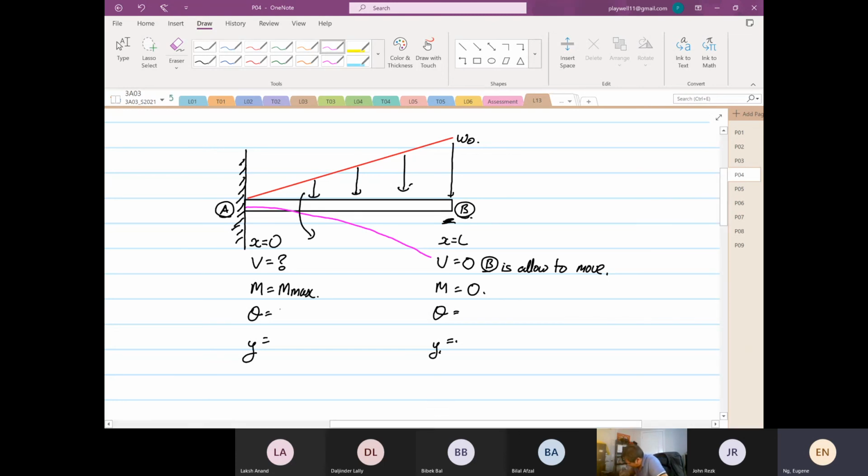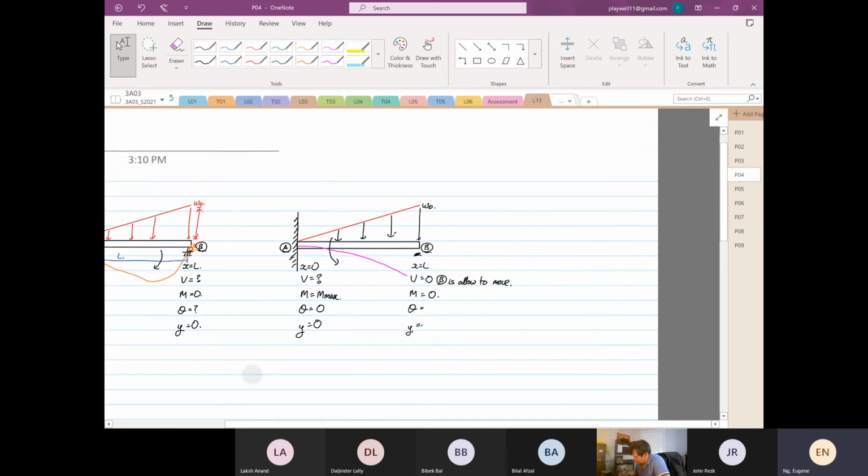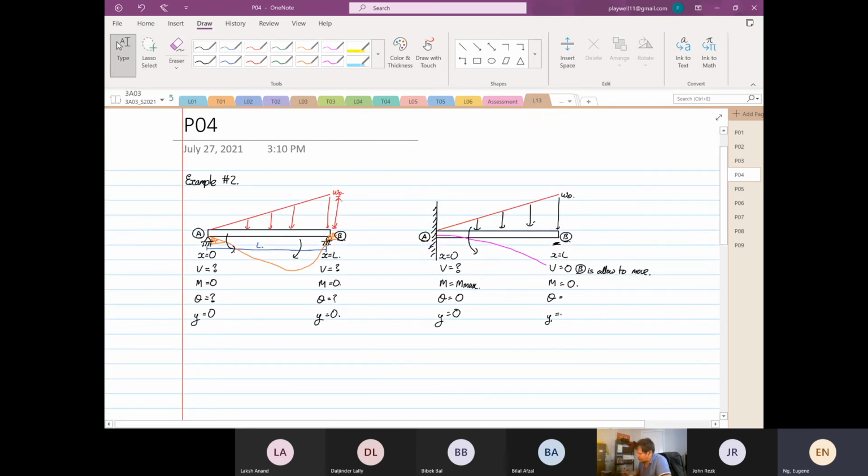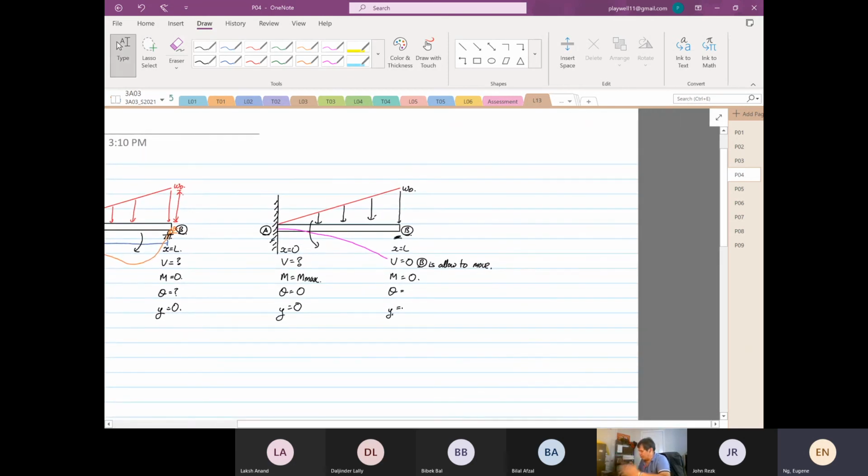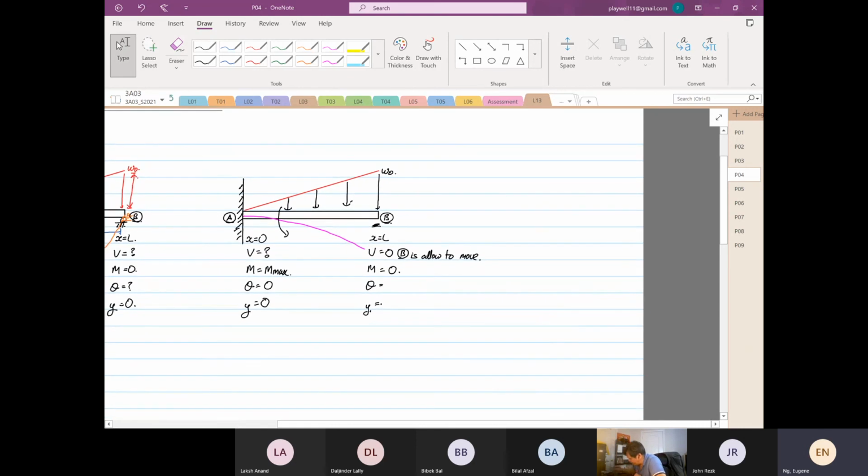So at point A, the slope theta at x equal to 0 is equal to 0, and y over here is equal to 0. Y at x equal to L, we don't know. So you see the boundary condition already changes. When the boundary condition changes, the constants change, yes or no? I'm going to highlight one more example before I let you go for a break.